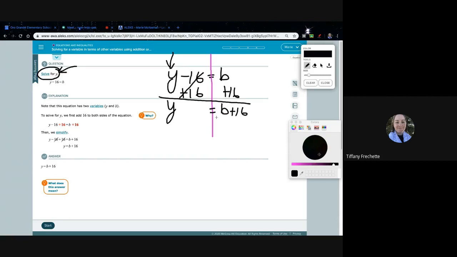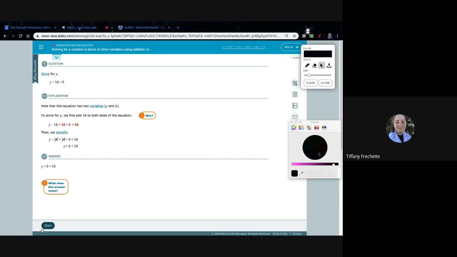So this is the beginnings of how to manipulate an equation so that we can get it to equal a variable that we want it to equal. And this becomes very important, especially as we move higher up in math. All right, so we're going to go ahead and clear and try this out.